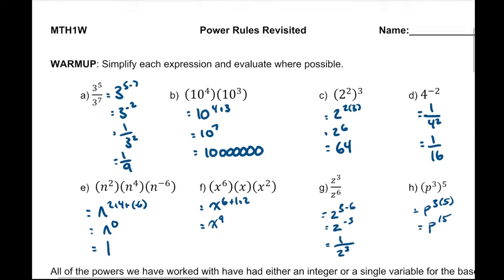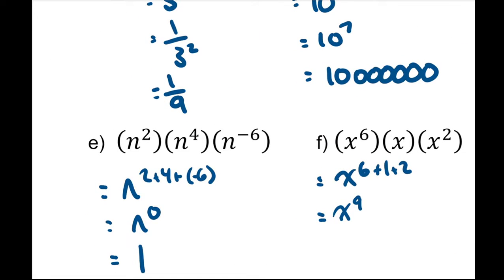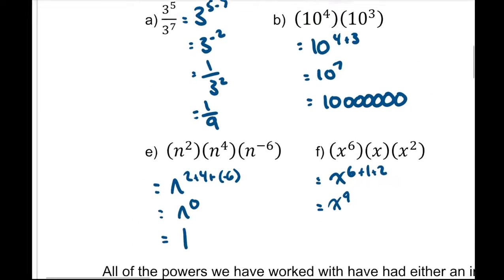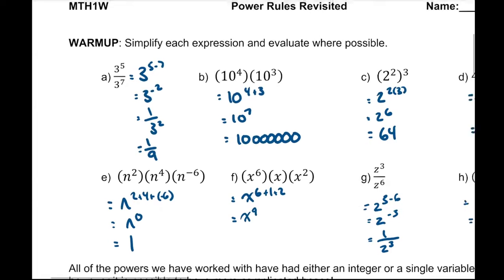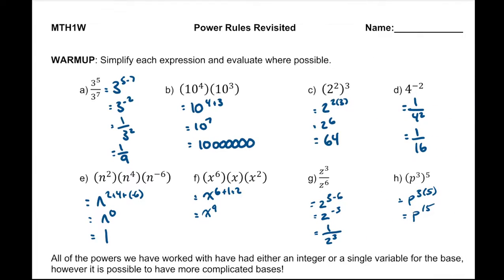One last example, for E, again, multiplying powers together, so we have to add the exponents. We end up with an exponent of 0. And even though this is a base that's a letter or a variable, we should remember the rule that anything to the power of 0 is equal to 1. So even though there is a base there, we can evaluate it because anything to the power of 0 is 1.